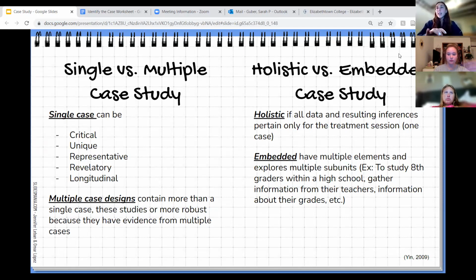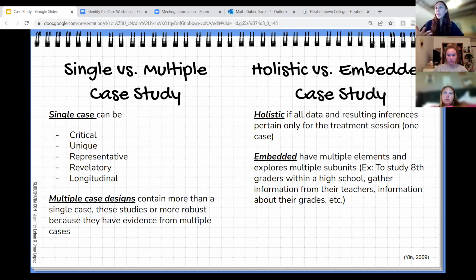So holistic means basically that all the data and resulting inferences pertain to one case, one condition, one context. For example, maybe you're working with a client and you're really just analyzing data from one OT session that you had with that client. Versus an embedded case study, you're going to look at multiple elements and explore multiple units of the case and multiple layers of the context.